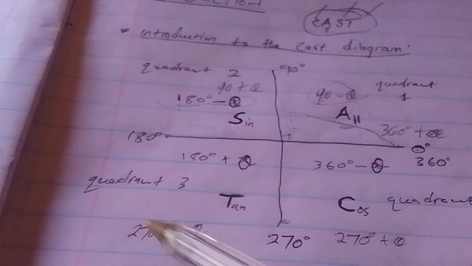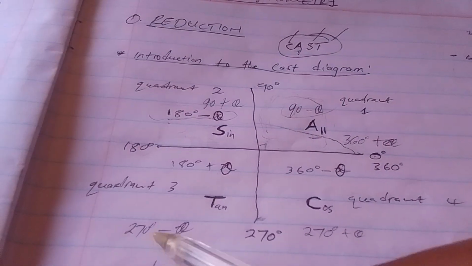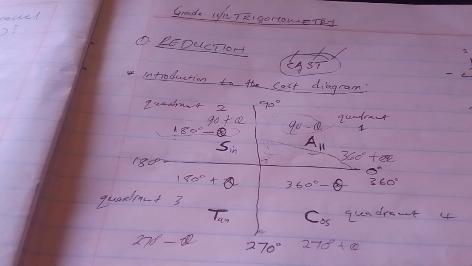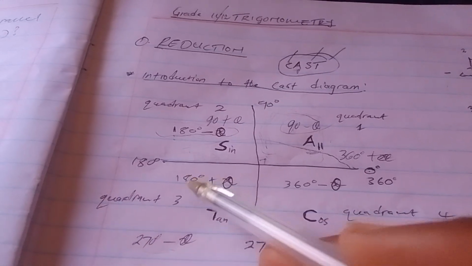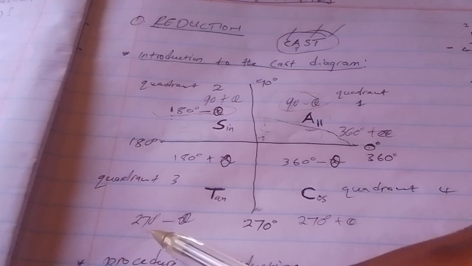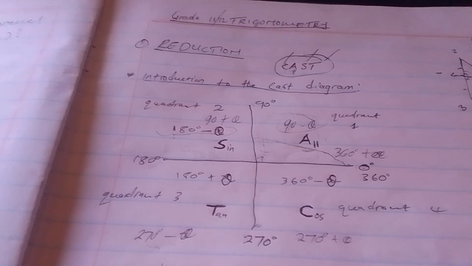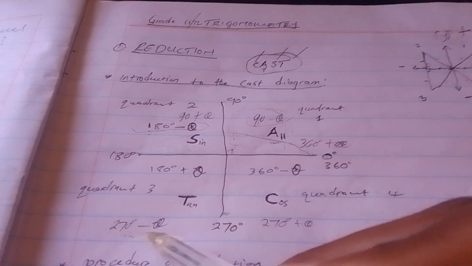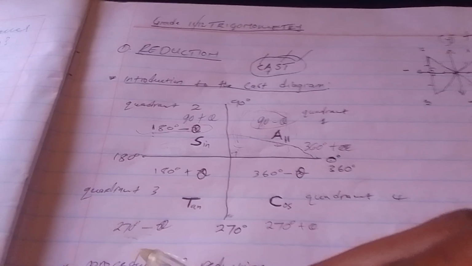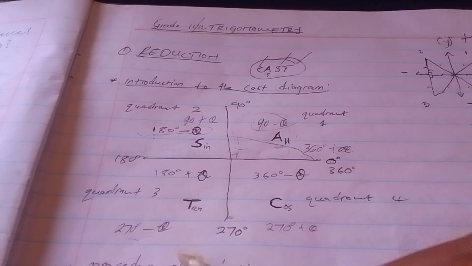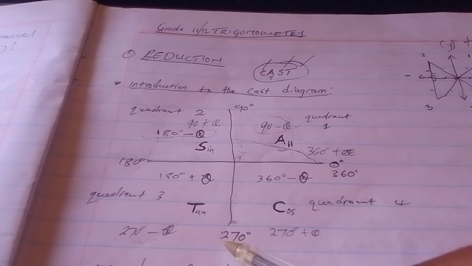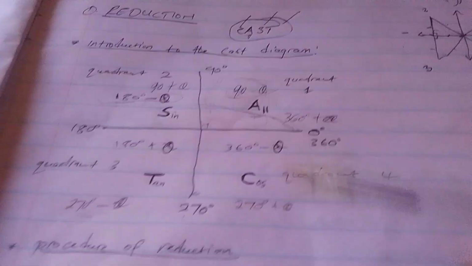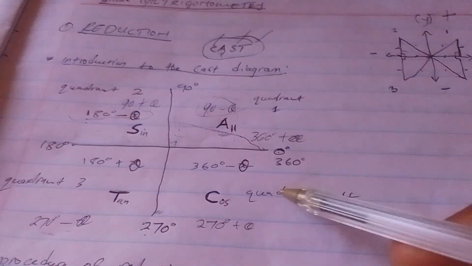We're still on our third quadrant. It is 270 degrees minus theta, which means that the angles you're going to find here, when you use 270 minus theta, have to be less than 270 but greater than 180. You feel me? So okay, let's go to our quadrant 4.